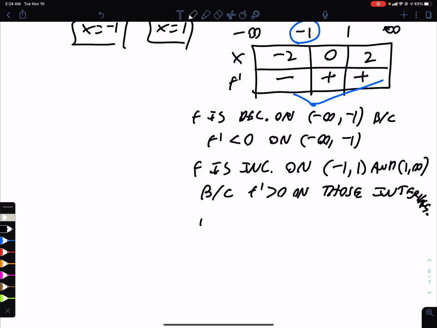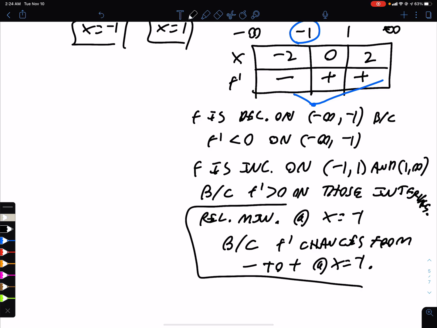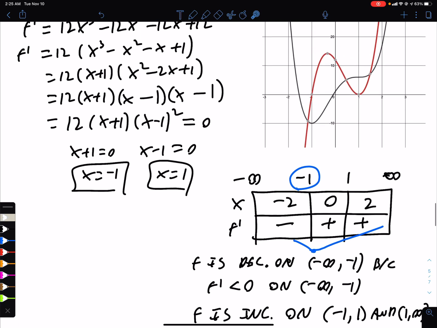So you would say there's a relative minimum at x equals negative 1. Why? Because the derivative changes from negative to positive at x equals negative 1. So there's your relative minimum. And at 1, since the derivative doesn't change signs, you don't have either relative max or min at 1. And the justification is because the derivative does not change signs at 1. So let's look at the graph.